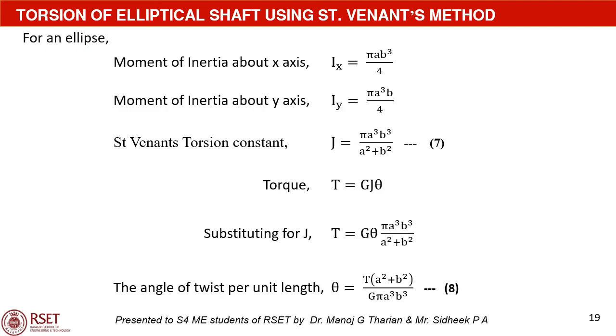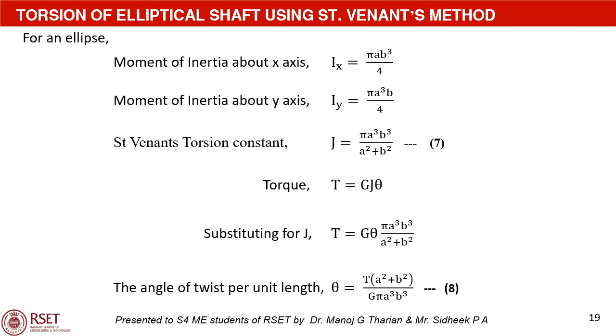The second moment of the area for an elliptical section about the x-axis is given by Ix is equal to pi into a b cube divided by 4. Also, the second moment of the area about the y-axis for an elliptical section is given by Iy is equal to pi into a cube b divided by 4. Substituting for capital A from equation 4, also Ix and Iy in the expression for the Saint-Venant's torsion constant, we get J is equal to pi a cube b cube divided by a square plus b square.